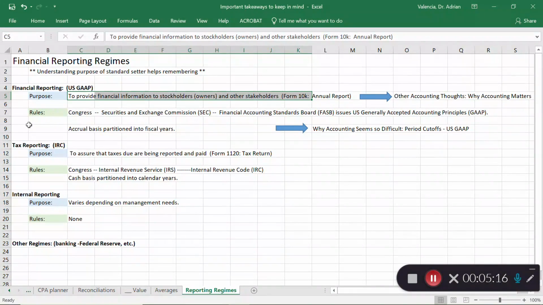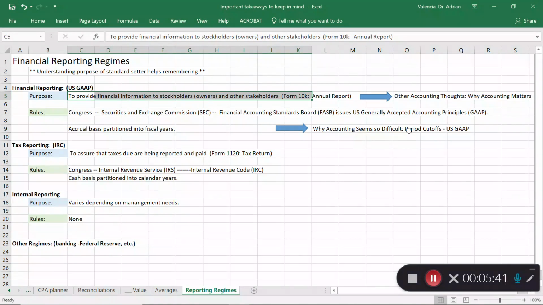So what do we do for financial reporting purposes? We use the accrual basis of accounting for recognizing revenues and expenses, and we partition the company into fiscal years. Because of that, sometimes it can get tricky, the partitioning, the cutoffs. And I encourage you to watch a video that I have that says why accounting seems so difficult.